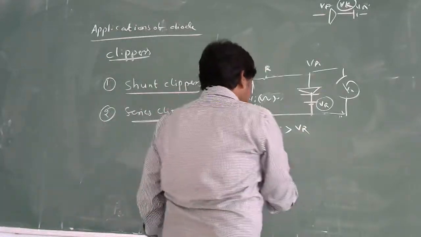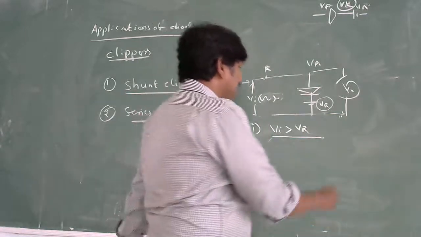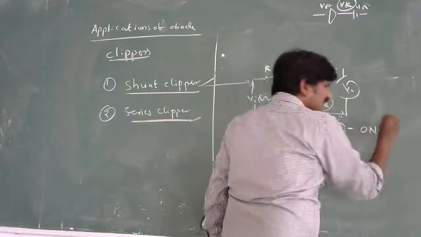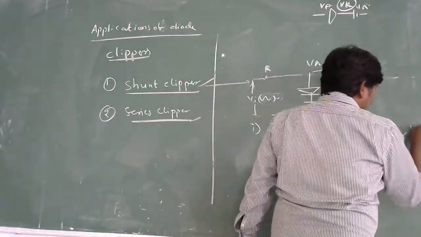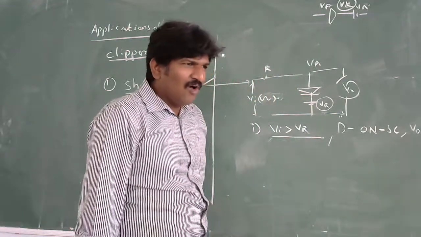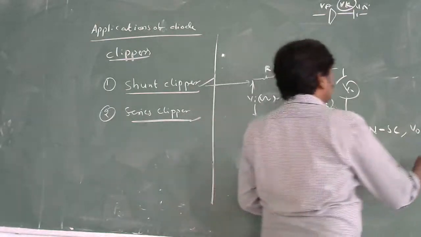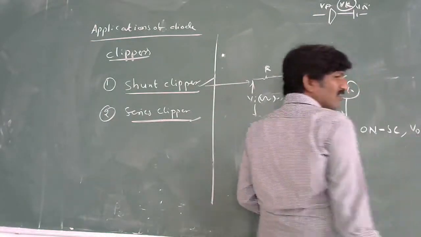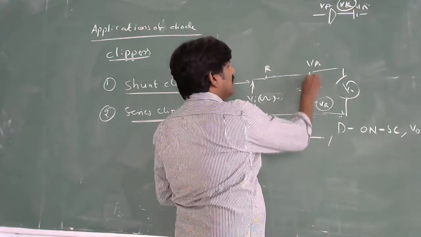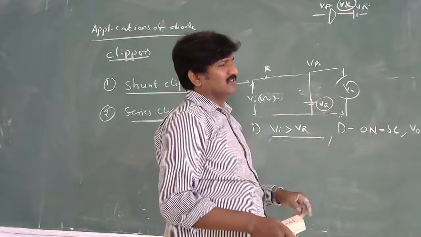So as I stated, if Vi is greater than VR, then the diode will become something like a short circuit, and V0 is equal to VR. Why? Because when the diode is on, the diode becomes short circuited. That VR is going to act like V0.